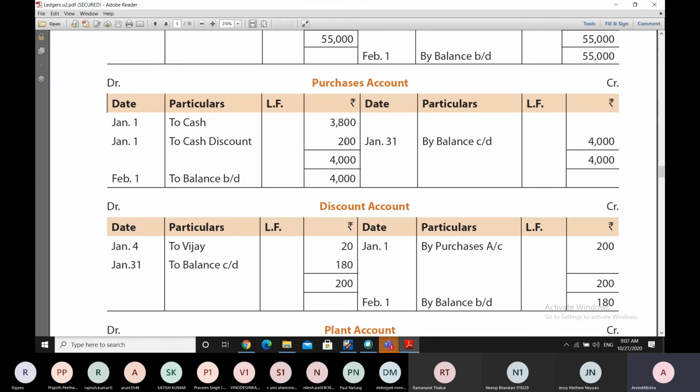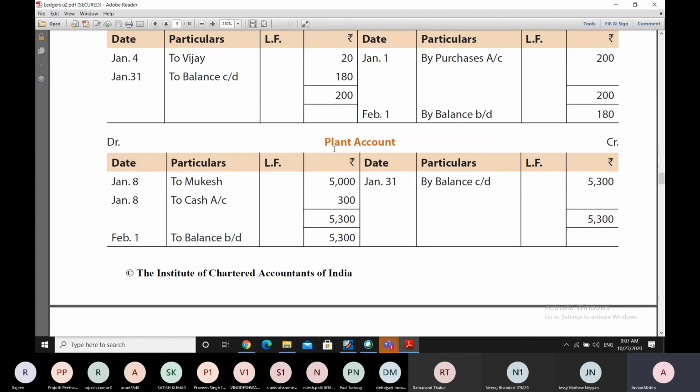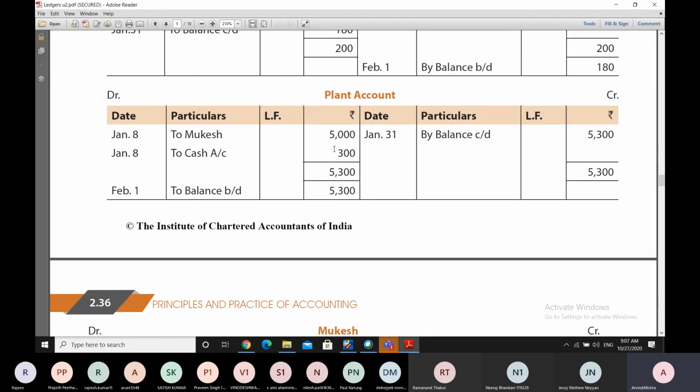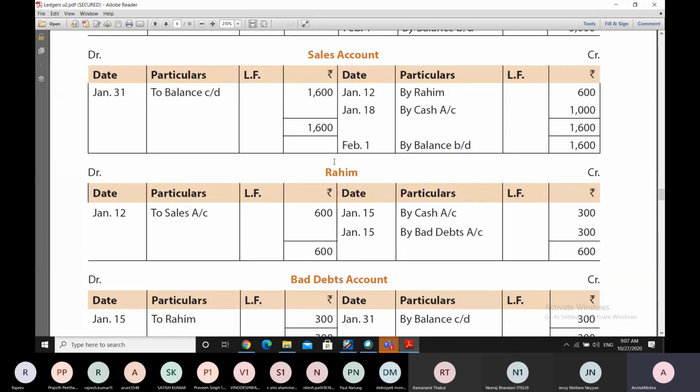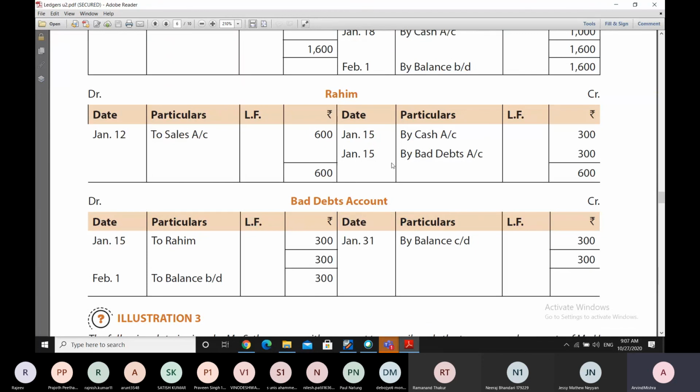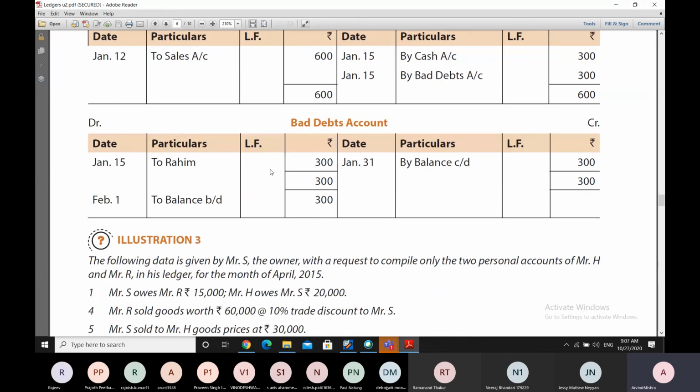Purchase entry we have already made. Here, discount entry has been made. Plant entry has also been made. In Mukesh's account there is this plant entry, and then sale account entry is also made. In case of Rahim also, there is a bad debt and cash account corresponding entry, and then in bad debt account also there is an entry of 300 rupees, where 300 rupees could not be taken from Rahim.